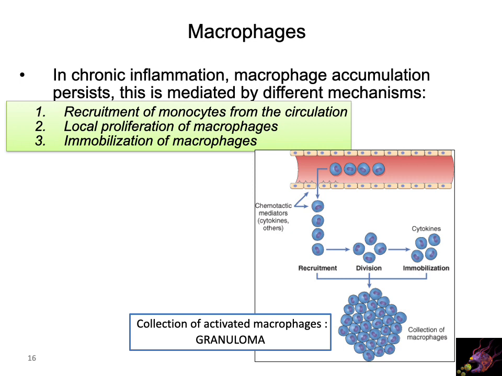Now, if you have activated macrophages, as I've mentioned, macrophages gain more cytoplasm and they become known as epithelioid histiocytes. Once you have a collection of epithelioid histiocytes, rimmed by chronic inflammatory cells like lymphocytes and plasma cells, and fibroblasts which secrete collagen around this collection of activated macrophages, you call this a granuloma. Okay, so that's the macrophage.